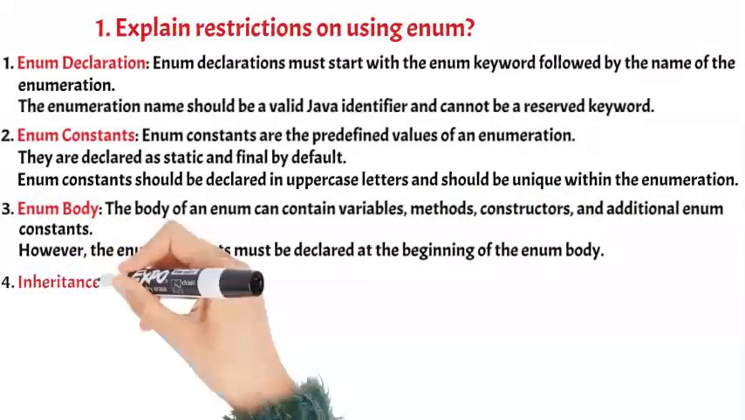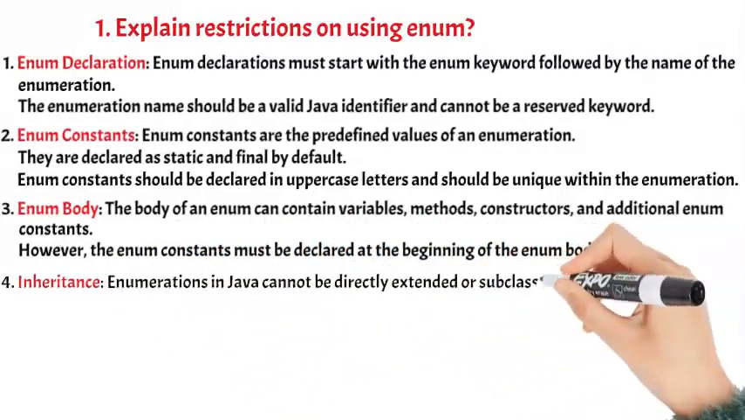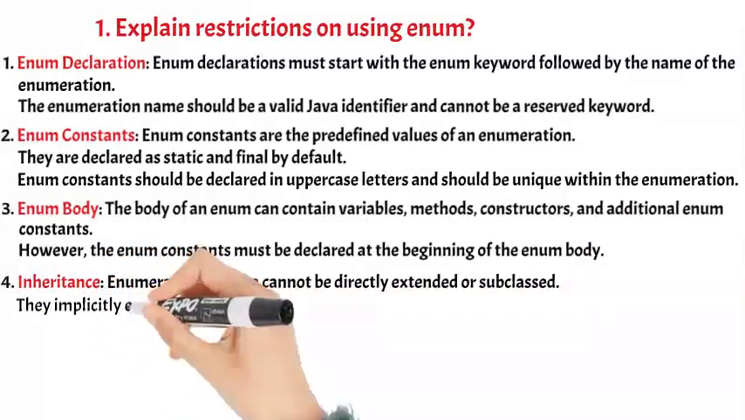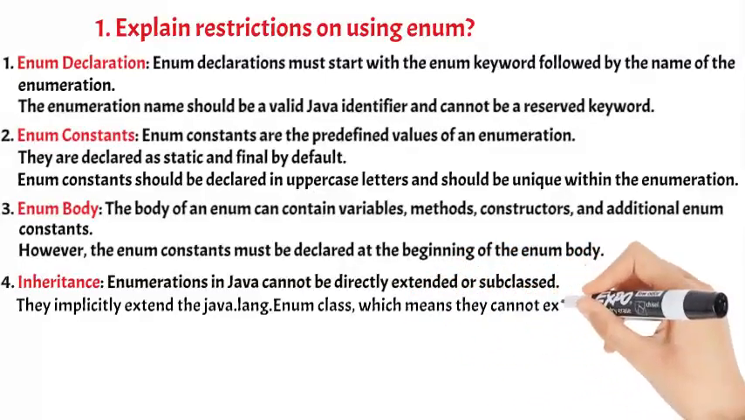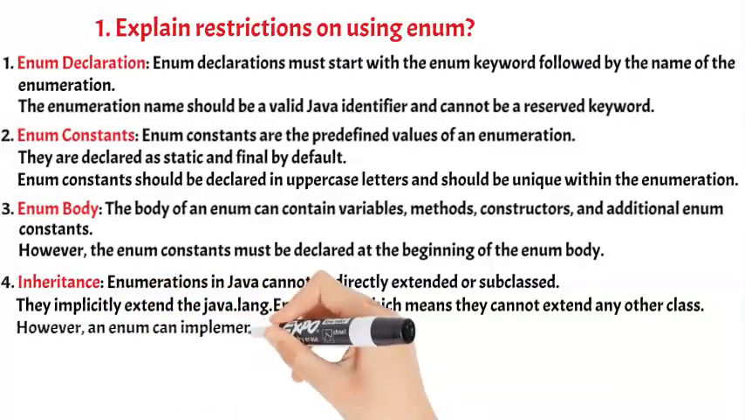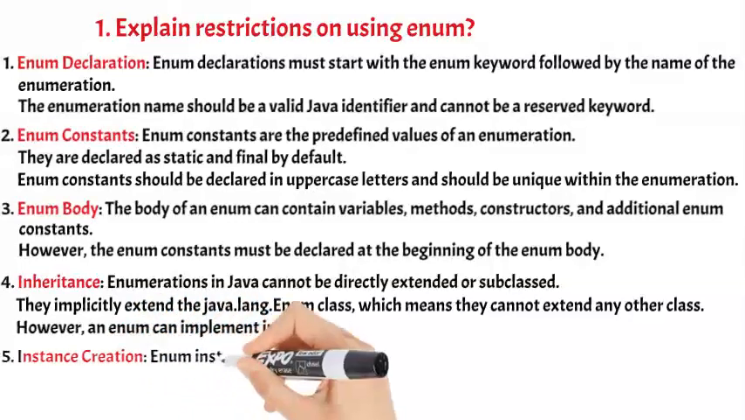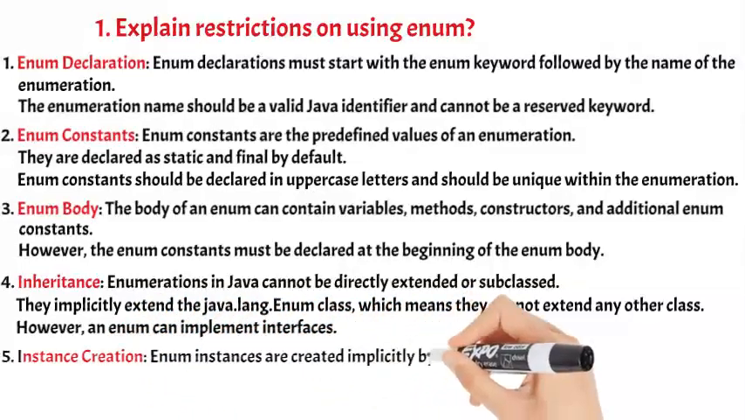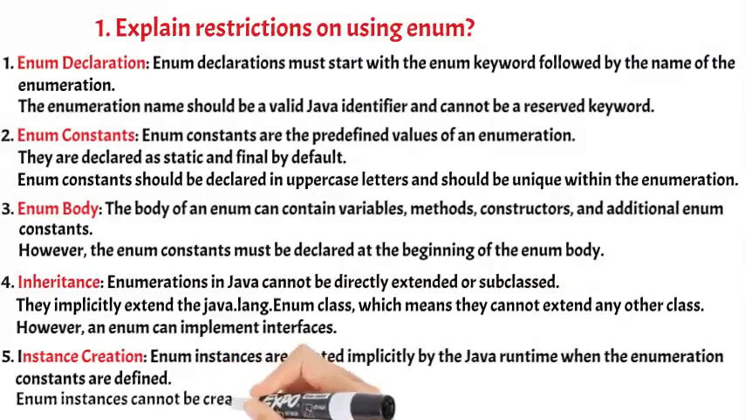4. Inheritance. Enumerations in Java cannot be directly extended or subclassed. They implicitly extend the java.lang.Enum class, which means they cannot extend any other class. However, an enum can implement interfaces. 5. Instance creation. Enum instances are created implicitly by the Java runtime when the enumeration constants are defined. Enum instances cannot be created explicitly using the new keyword.